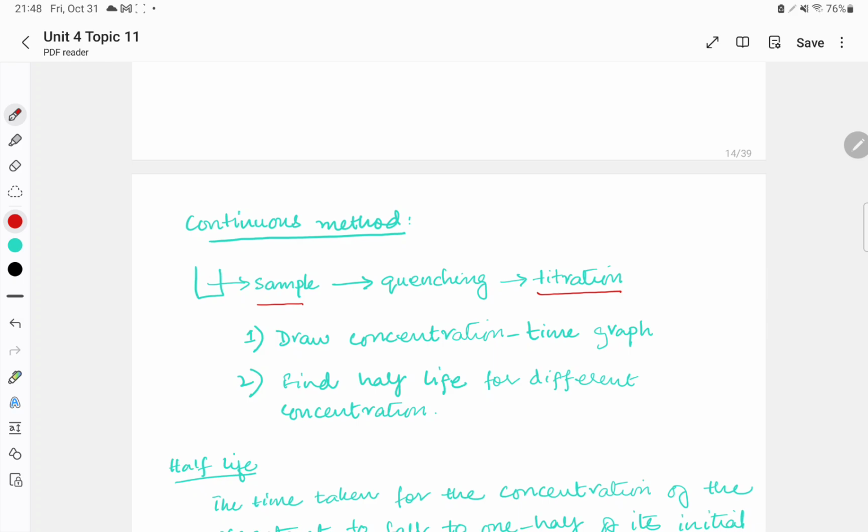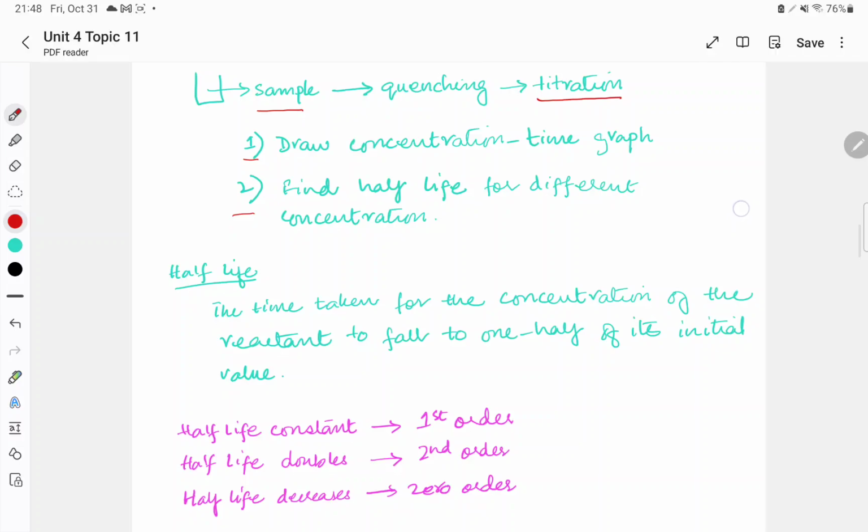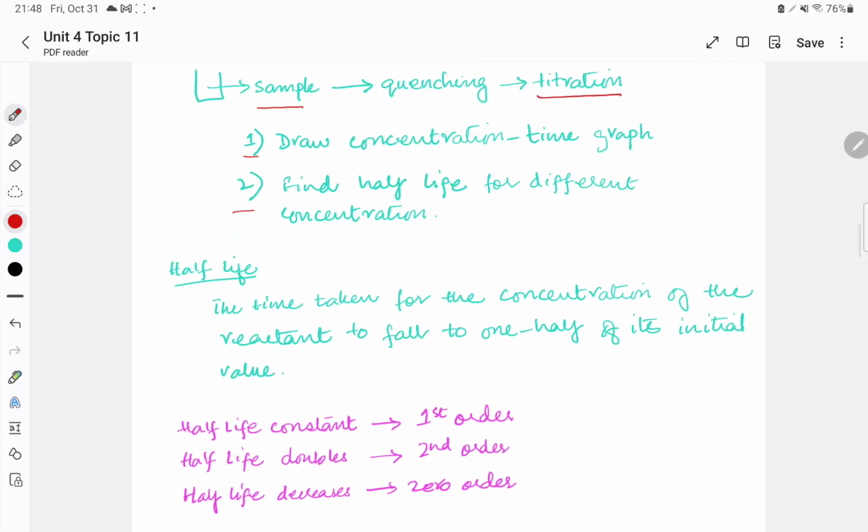And then after that, we're going to do 2 steps. One is draw a concentration-time graph, and the second one is find the half-life for different concentrations. Here I'll explain what half-life is. Half-life is the time taken for the concentration of the reactant to fall to 1/2 of its initial value. If you draw a graph and the half-life is constant, then it's first order, and if the half-life doubles, it's second order, and if the half-life decreases with the passage of time, then it is going to be a zero order reaction.